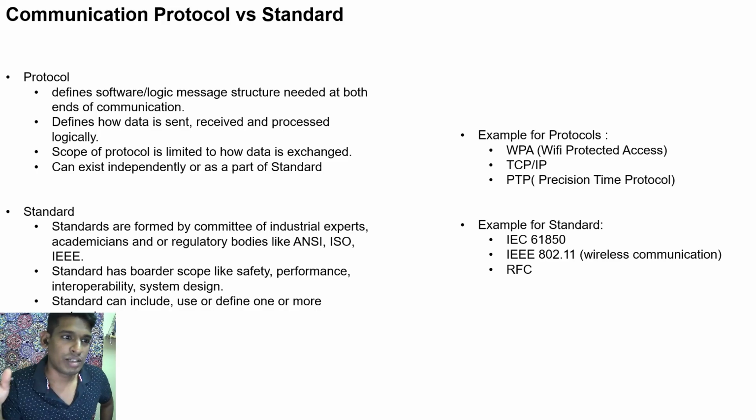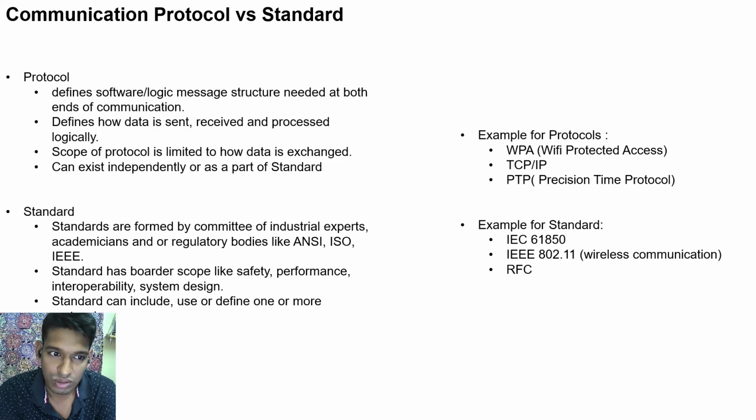The distinction is that a protocol has a specific purpose, in that it is limited to how the data is exchanged. It does not care about the safety, the performance, the security, or the system design. The scope of a protocol is limited to a logical construct that both the sending and receiving parties use, so that they both understand each other. The scope is purely limited to how data is sent, how data is received, and how data is processed.